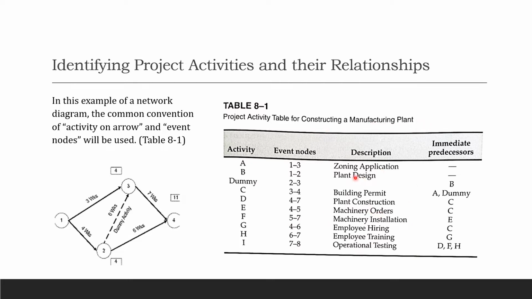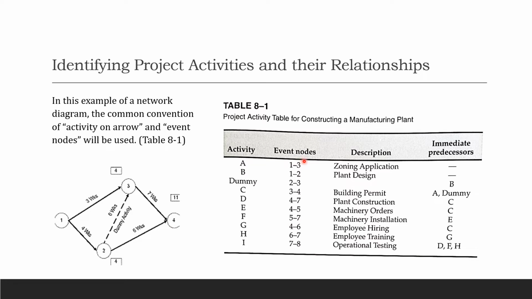So let's see the activities: zoning application, plant design, building permit, plant construction, machinery orders, machinery installation, employee hiring, employee training, and then operational testing. They all belong to construction. You're constructing a manufacturing plant right there. So that's your activity table. And then when you look at it, activity on arrow, event nodes. So here, these are your activities, on arrows. These are called nodes, a little round circle here, and those are event nodes.